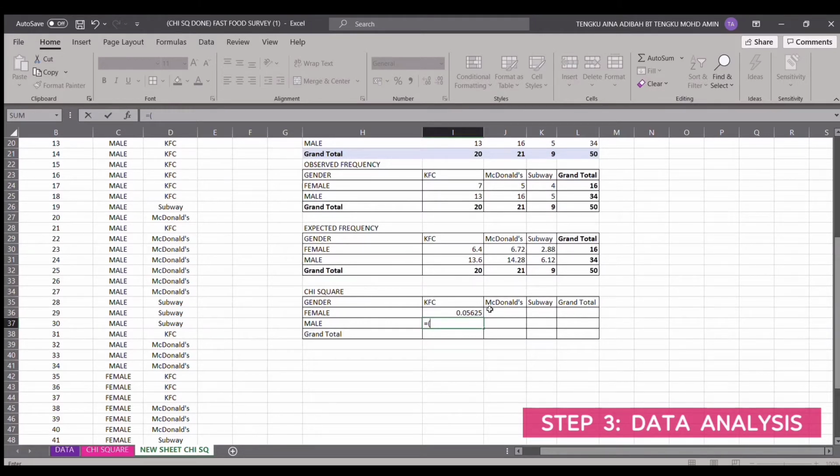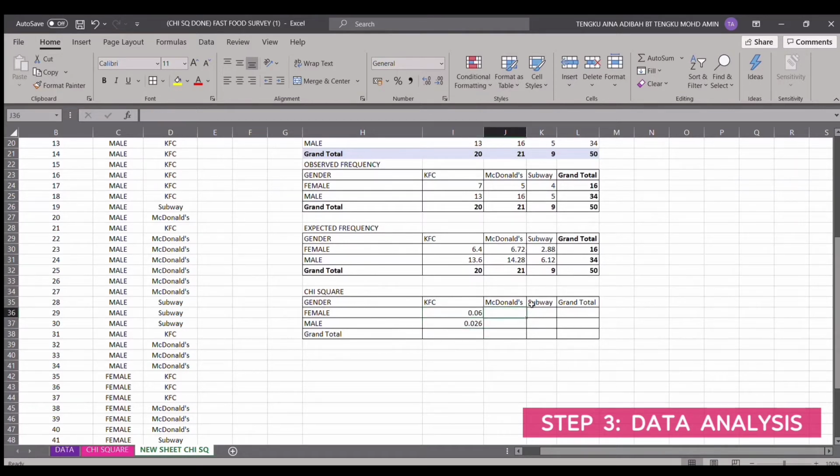So I will show it to you again. Observed frequency minus expected frequency, close bracket, square, divided by expected frequency. Enter, and these are the answers. But since the number is a lot, I would like to use 2 decimal places only. I will click here, decrease until it becomes 2 decimal places. Same goes to this. So these are the answers that I got.